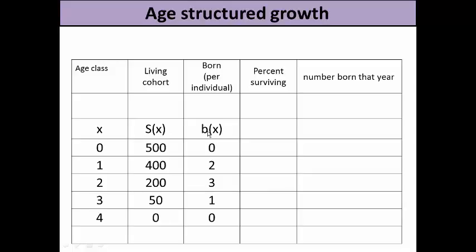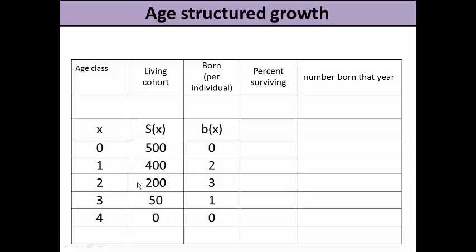So the number born per age class. Well, when they're all born, they're not mature enough yet, so they don't have any reproduction. At the first year, they each have 2 offspring. In age class 2, they each have 3 offspring. Age class 3, they have 1 offspring, and age class 4, they have 0, because they're all dead, they can't reproduce.